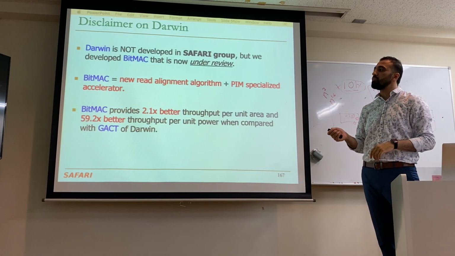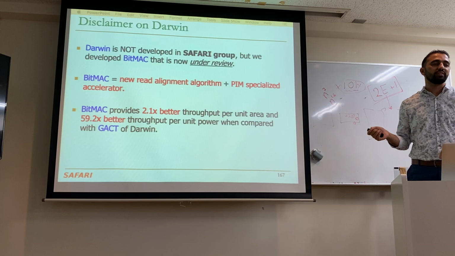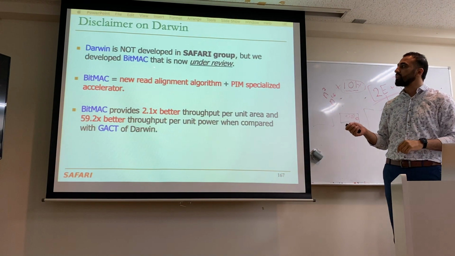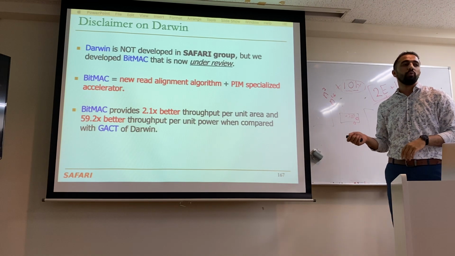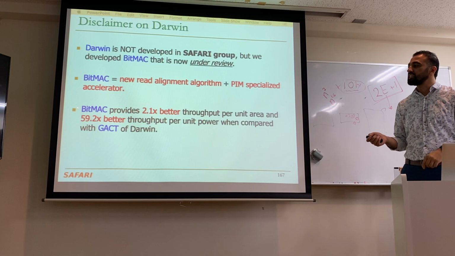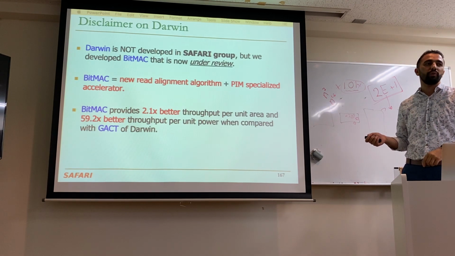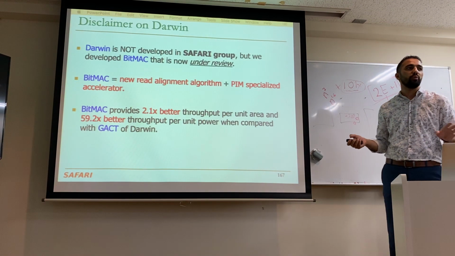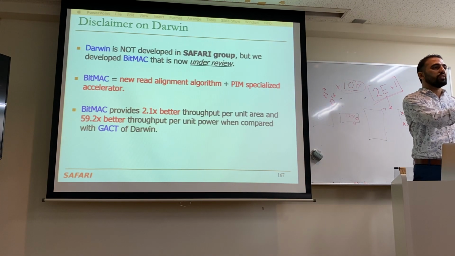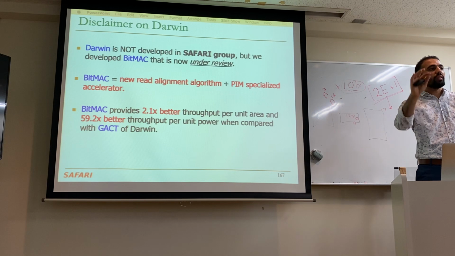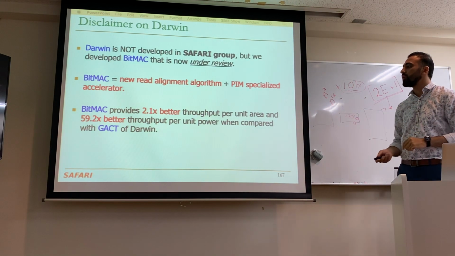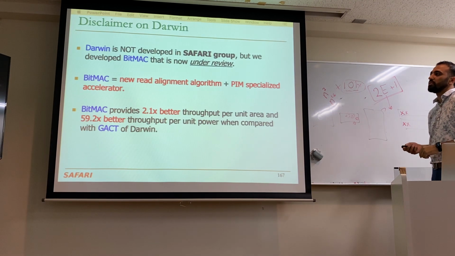And this is what we call BitMAc. So this is our recent work, which we submitted just last month, and we're waiting for the results, so it's under review. But we will be happy to share the paper with you if you like. And we achieve more speed up than Darwin without compromising the accuracy. So we are achieving the full dynamic programming, but we are doing many of them in parallel inside the HMC cube without data movement. So it's very energy efficient compared to processing dynamic programming in processors.